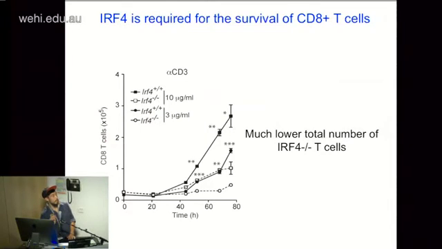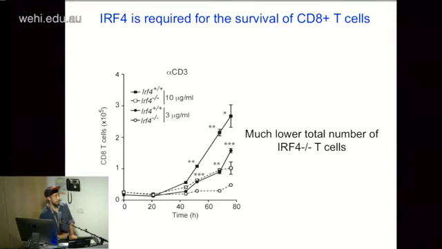So I work in particular on the protein called IRF4. And what we found out is it's critically important for T cells to survive and for them to expand properly during infection. And this graph is a very simple experiment where we just take T cells out of the mouse, out of the spleen, and we compare a wild-type mouse and an IRF4 knockout mouse.